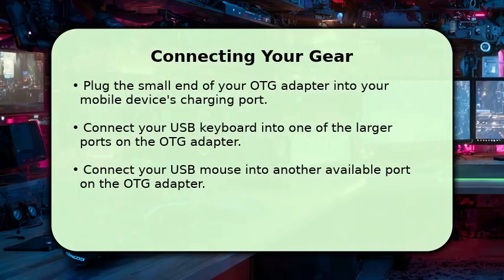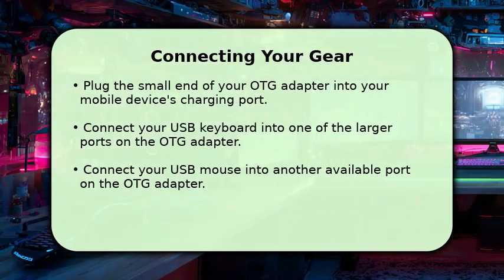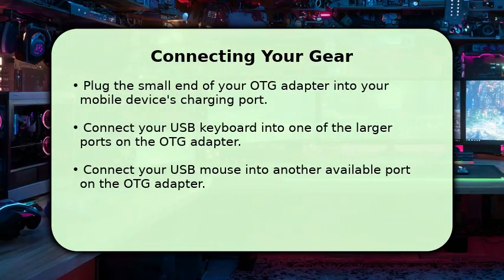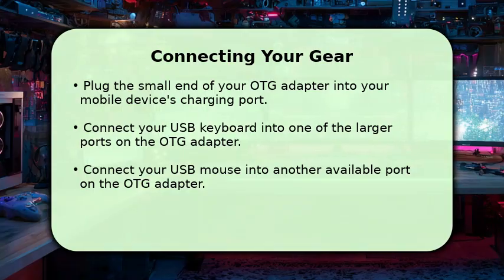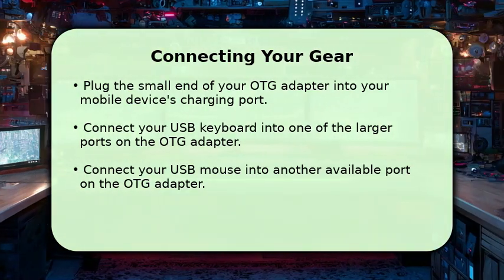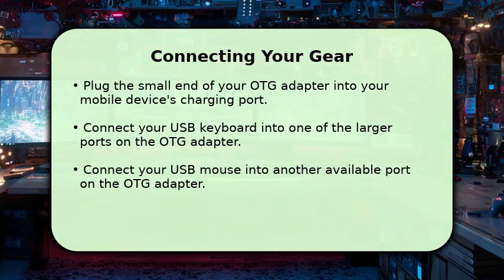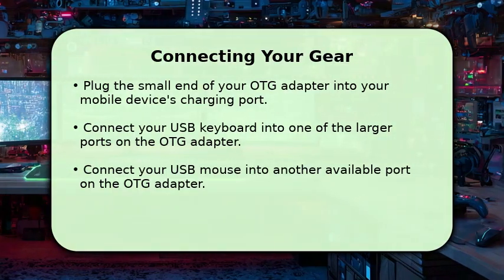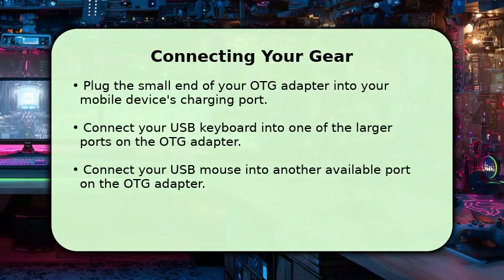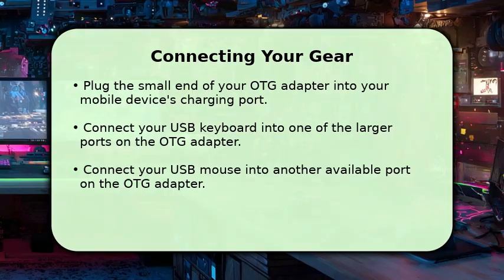Once you have your equipment, connecting it is straightforward. Plug the small end of your OTG adapter into your mobile device's charging port. Next, connect your USB keyboard and mouse into the larger ports on the OTG adapter. Your device should recognize these new inputs almost instantly. Some adapters have multiple ports, allowing for simultaneous connection of both devices.